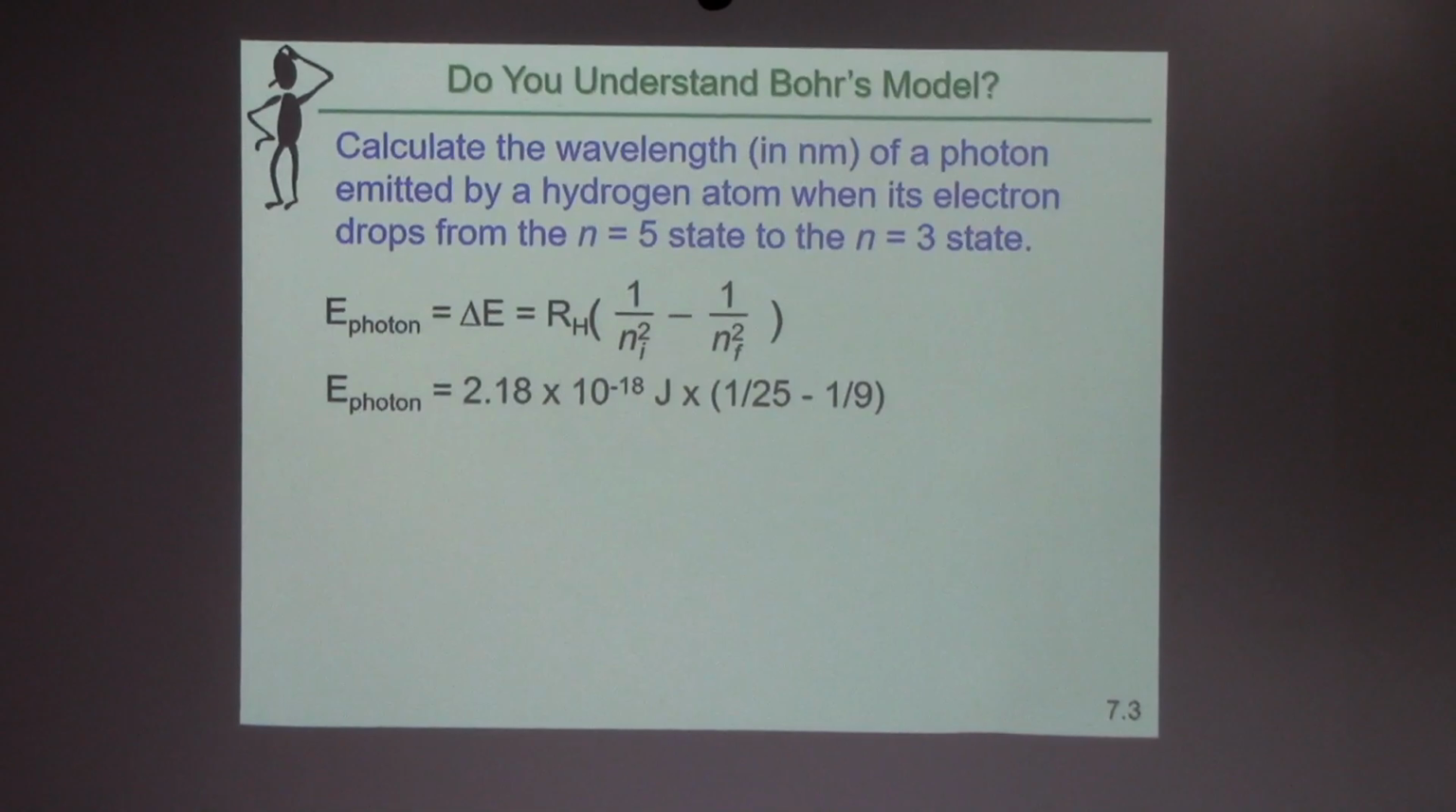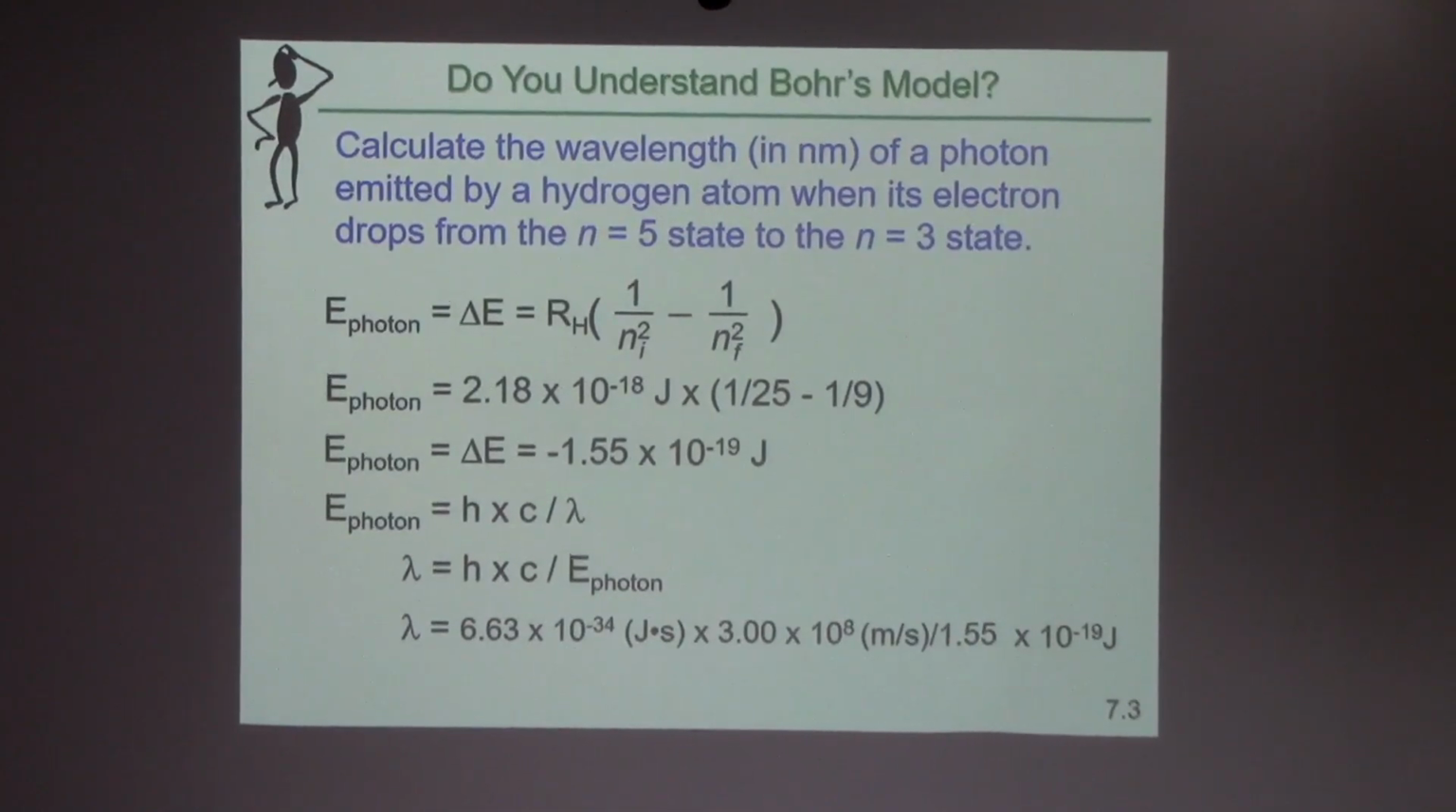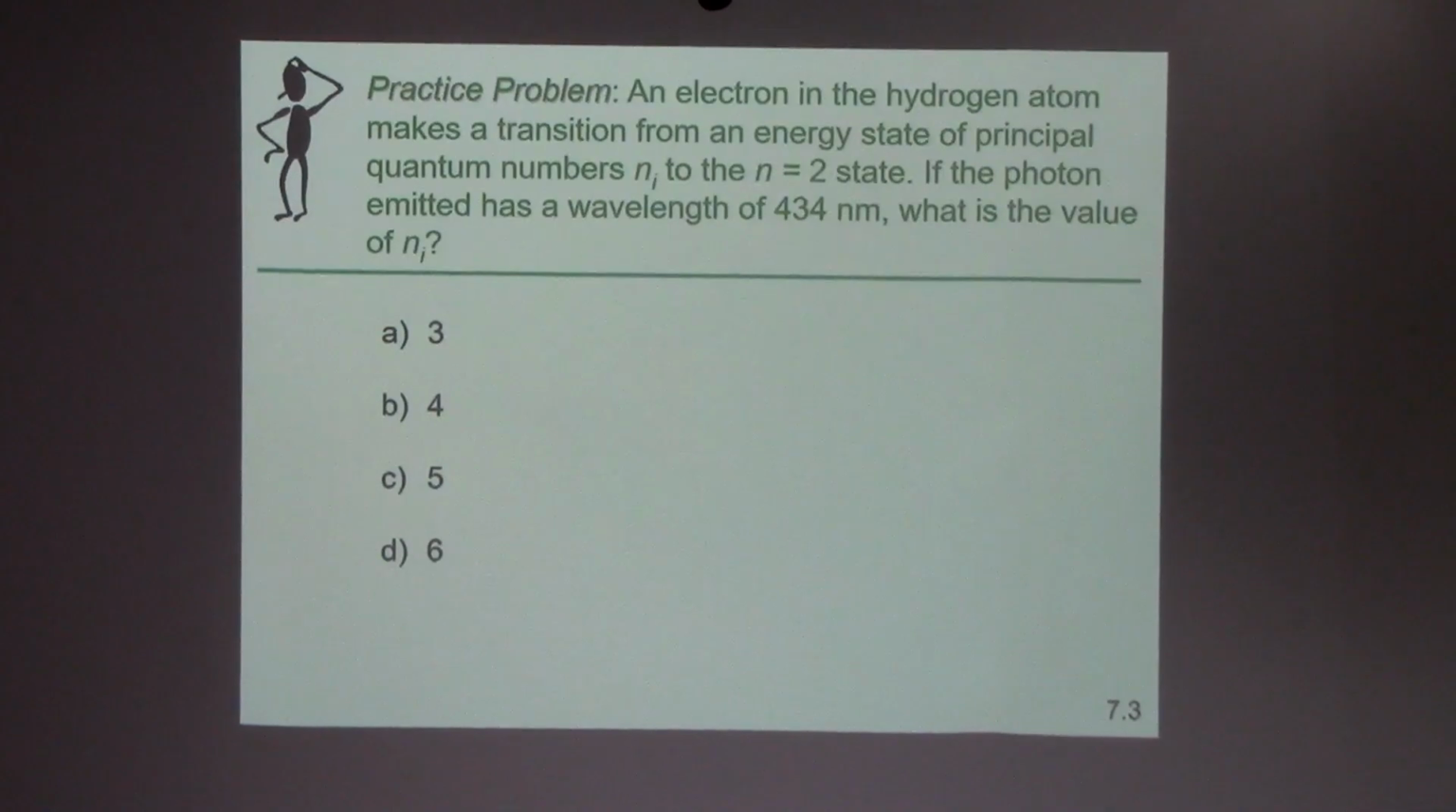Practice problem. An electron in the hydrogen atom makes a transition from an energy state of principal quantum number ni to the n equals 2 state. If the photon emitted has a wavelength of 434 nanometers, what is the value of ni? Try working this problem. Answer, n equals 5.